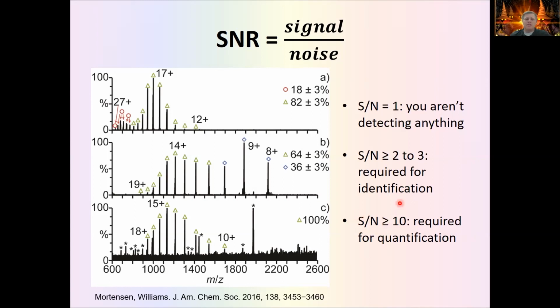And so what this means is, if you have a signal to noise ratio of 10, so for example with this 15 plus peak that we saw, that means you have a signal of 10 and a noise of 1, and that noise is all included in your uncertainty. So you have an uncertainty, or a relative uncertainty, of about 10% there.